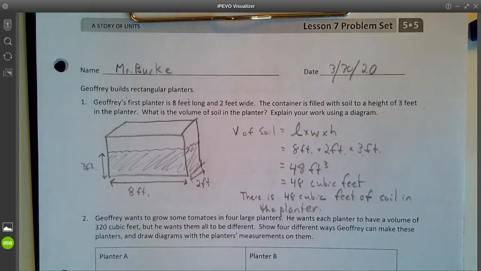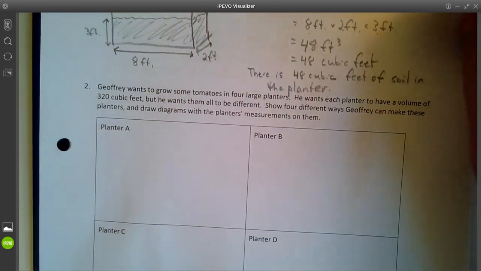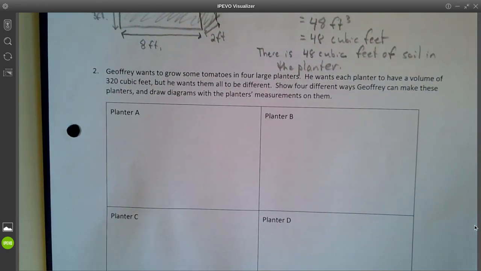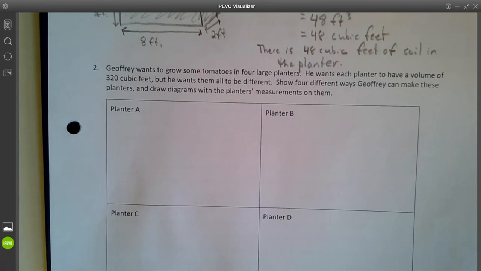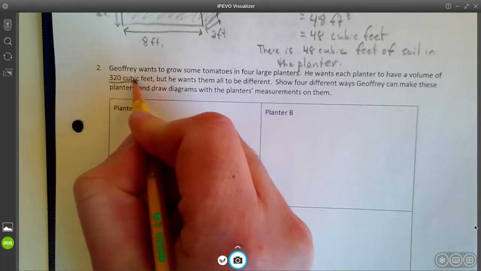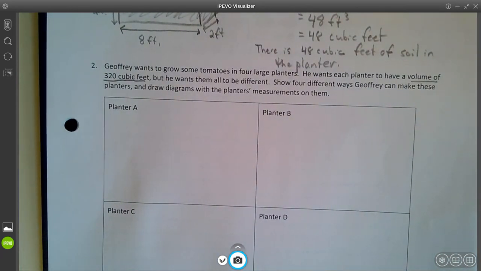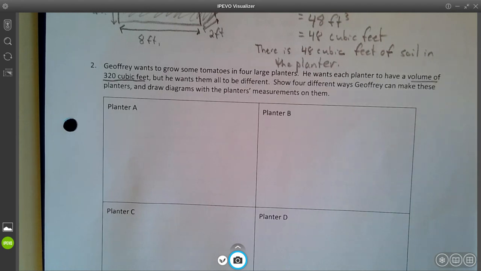All right. So the second one. Jeffrey wants to grow some tomatoes in 4 large planters. He wants each planter to have a volume of 320 cubic feet, each one. But he wants them all to be different. Show 4 different ways Jeffrey can make these planters and draw diagrams with the planters' measurements on them.